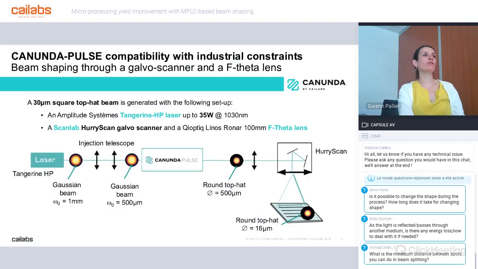The setup we were using at ALPhANOV was quite similar, meaning that it is a standard industrial setup with a Hurryscan as a scanner, and just an injection telescope to get into our module. One more time, we were using a nice laser from Amplitude, a Tangerine laser in that case. So it's important to see that this setup is not so complicated and is actually what most of you are already using in your femtosecond machines.